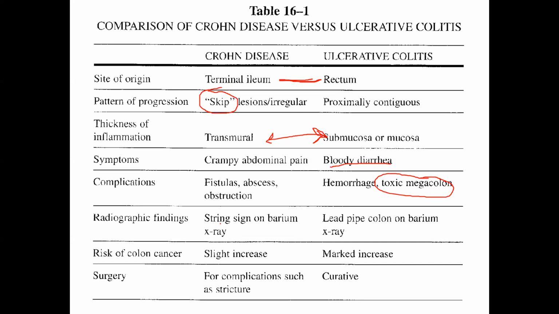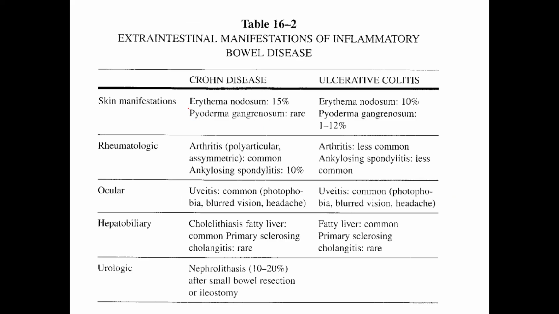Oh, here, string sign versus lead pipe colon. Those would be other pathognomonic signs they could associate with Crohn's or UC, respectively. I wouldn't care about these. They both can increase risk, so I would say both increase. Skin manifestations, they can both cause erythema nodosum or pyoderma gangrenosum. It's more rare in Crohn's, but both can have these. Both can have arthritis. Both could see ankylosing spondylitis. Both could see uveitis. Both could see fatty liver.